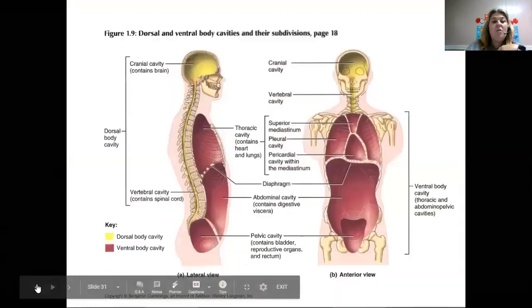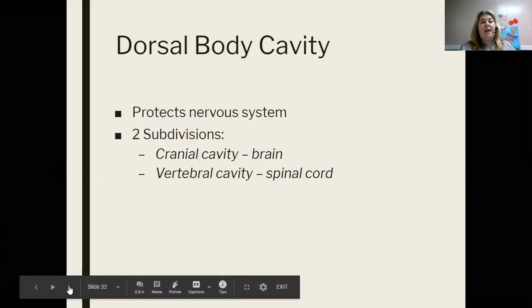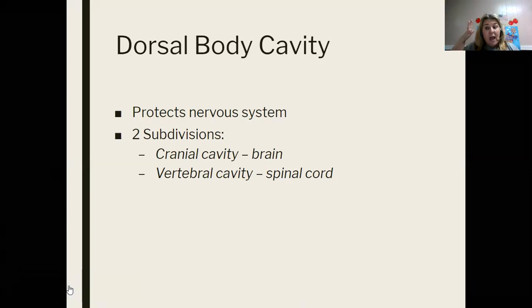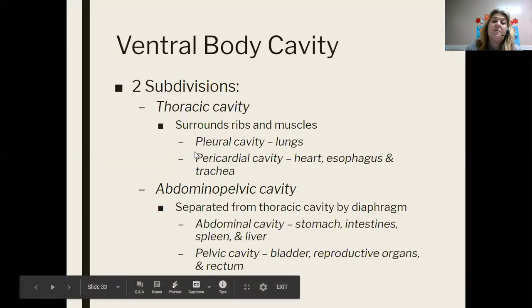Okay, so the dorsal body cavity protects the nervous system. So we have the cranial cavity, which houses our brain, and then we have the ventral cavity, which houses our spinal cord. So two pretty important cavities that are kind of keeping up with two major parts of our body. So they protect the nervous system.